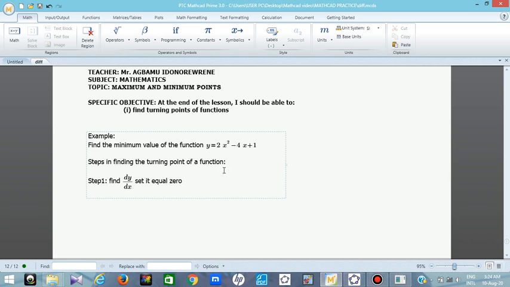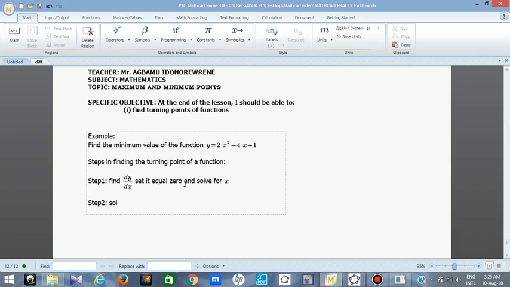So when you differentiate the function, then set the function to be equal to 0. That is the first step. Then the second step, after setting it equal to 0, you need to solve it so that you can get the value of x. Okay, let's put it as first step: set it equal to 0 and solve for x.